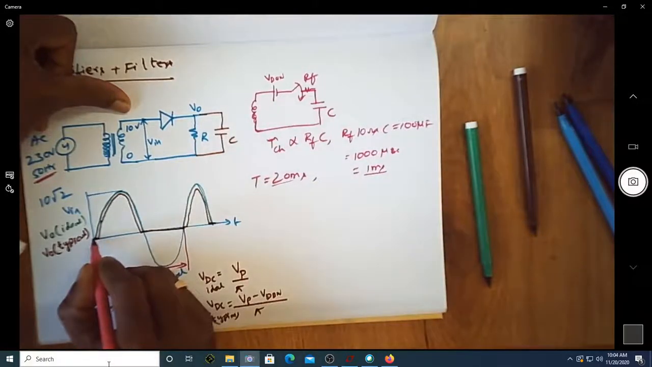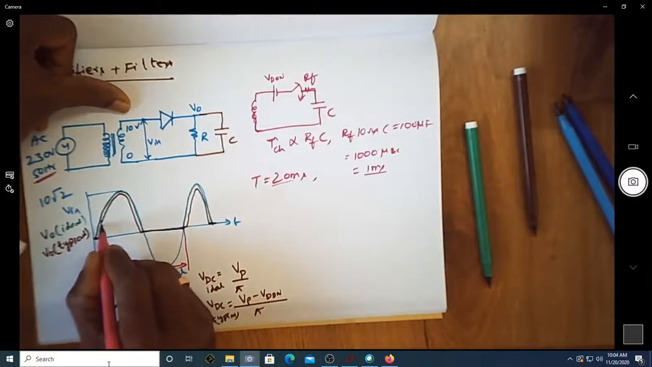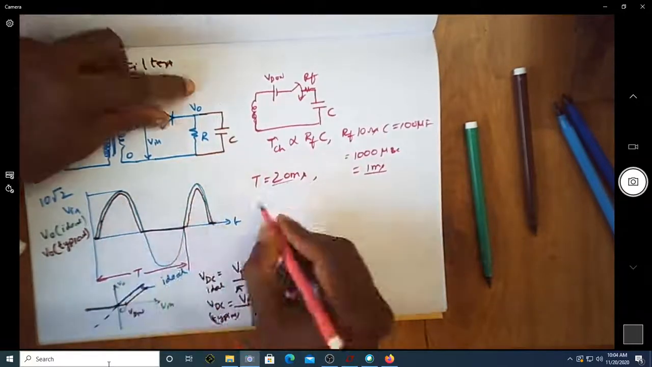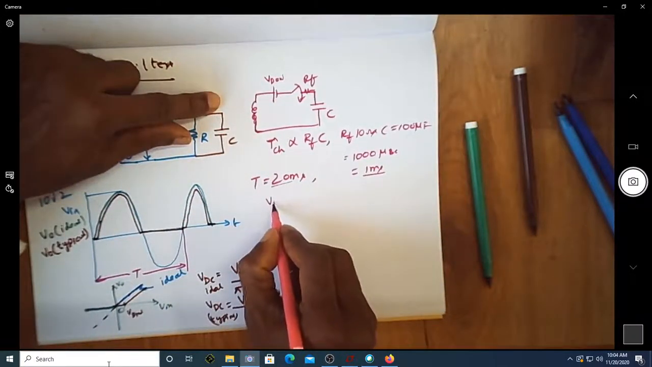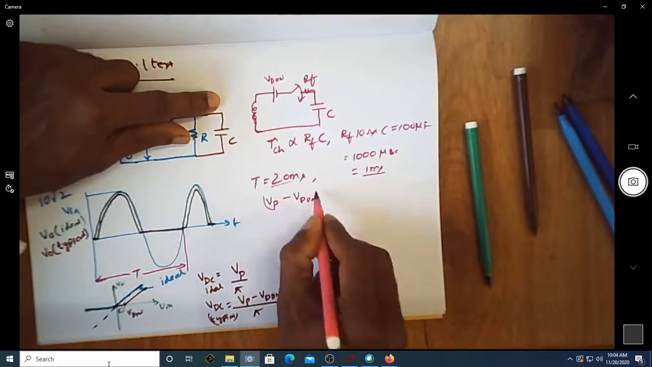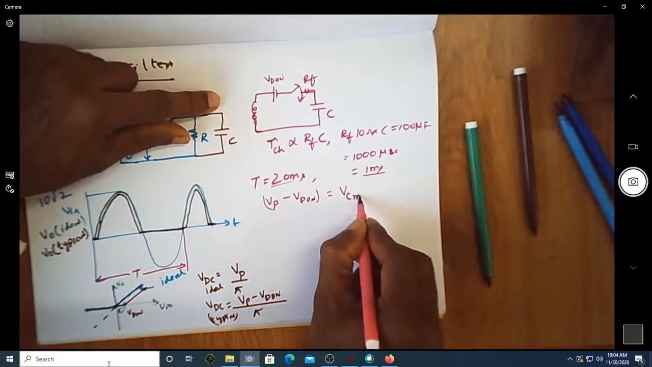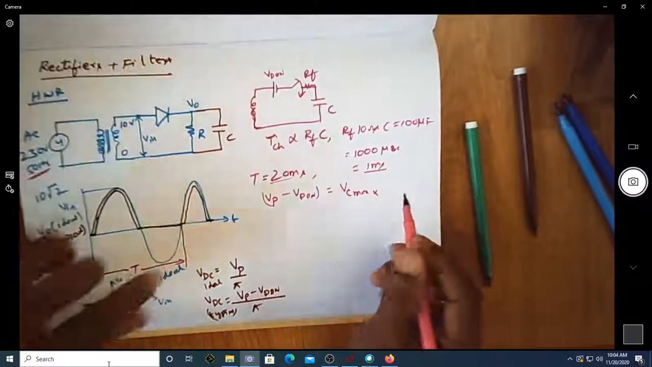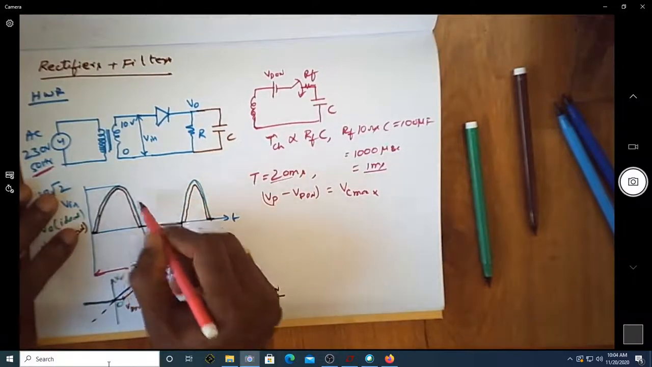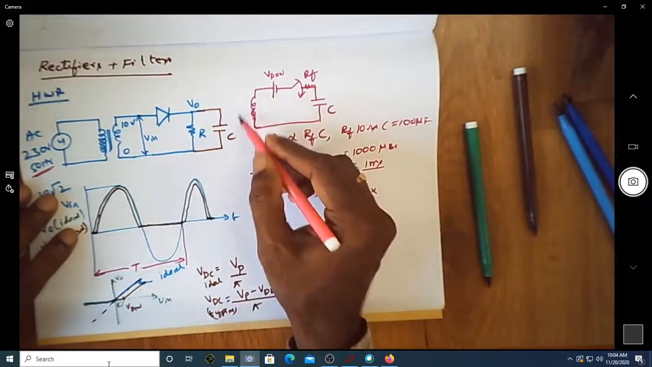So this charging time constant is low, which means the capacitor will charge instantaneously whenever the diode is on. Since the diode is on here, it is charging and keeps going up to Vp minus Vd on. So the capacitor will charge up to Vp minus Vd on, which will be Vc max. Once the capacitor reaches here, as the input voltage reduces, this voltage reduces.